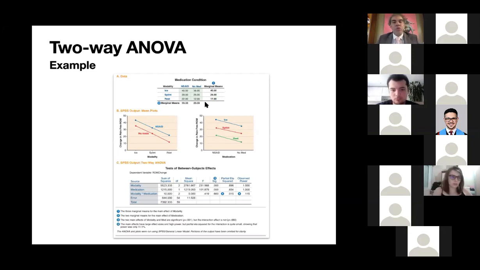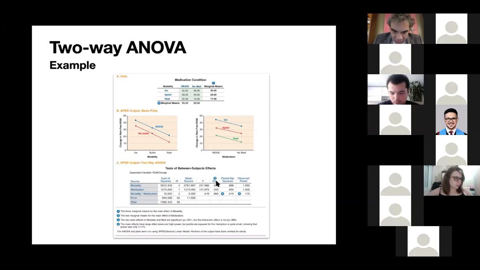So you do your ANOVA command, and here you've got your sum of squares, your mean squares, your F statistic for modality, which is ice, splint, or rest, for medication, which is NSAID and no medication, and for the interaction, modality times medication. We'll see the significance over here.